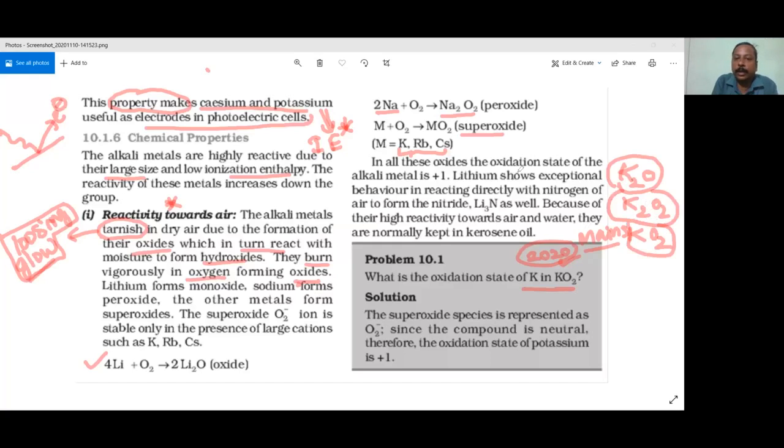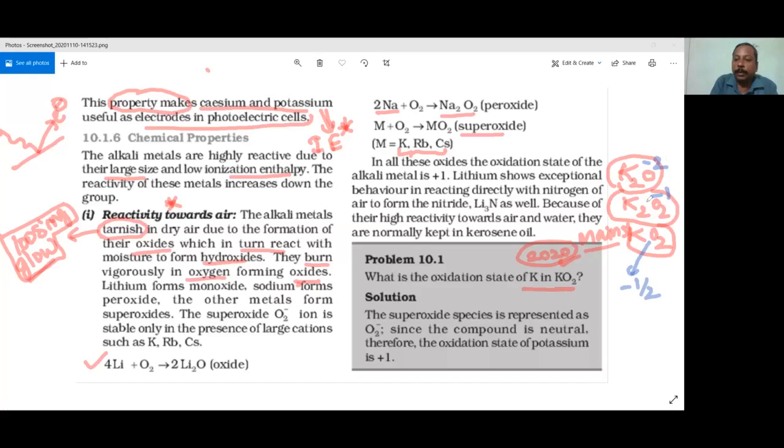Here I am writing their oxidation numbers. Here the oxidation number is -2. The oxide in which the oxygen oxidation number is -2 is called an oxide. If it is -1, it is called a peroxide, and if the oxygen oxidation number is -1/2, then it is called a superoxide.